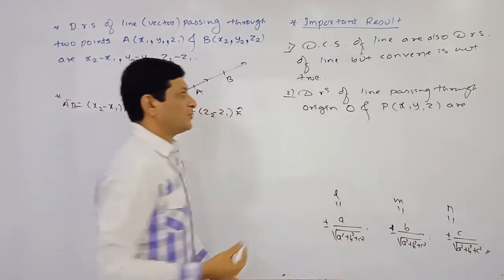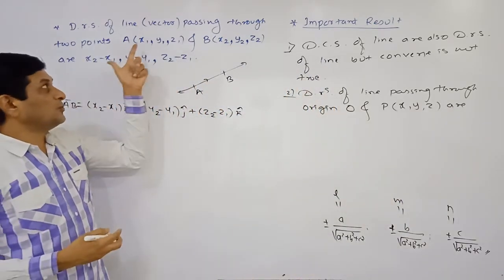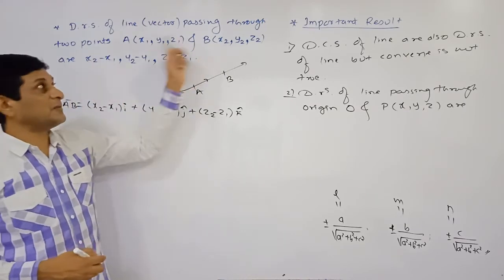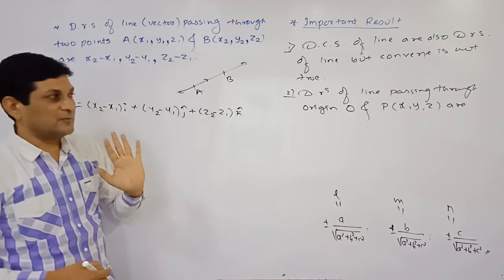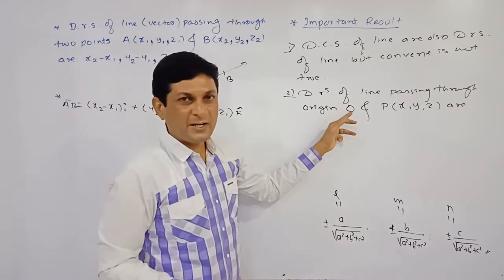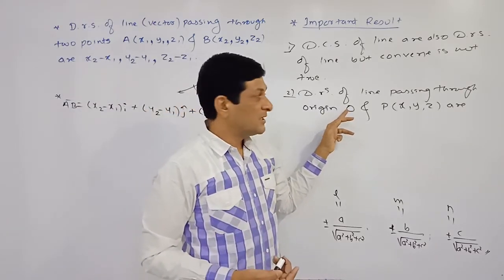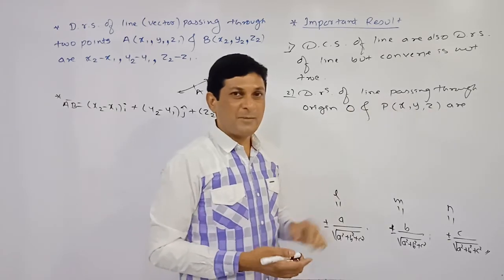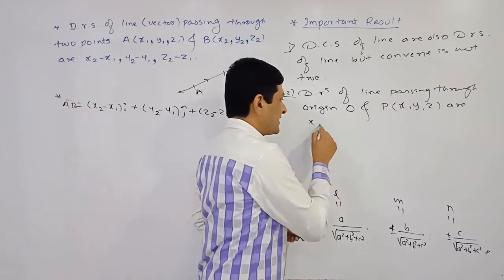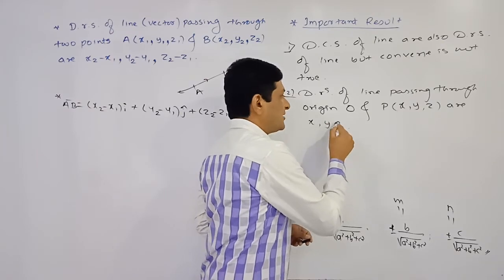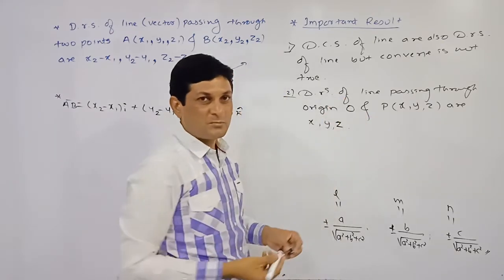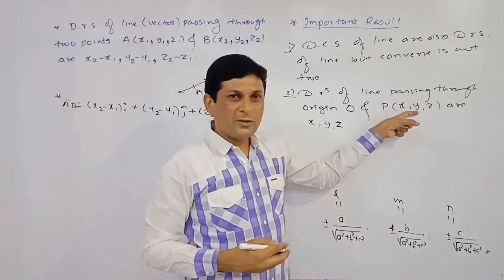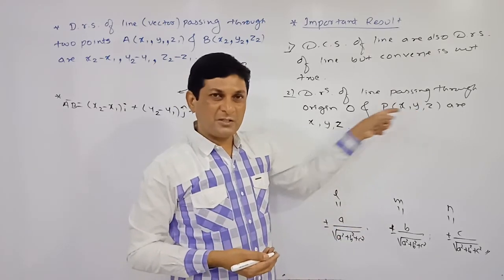Now just now we have proved one formula. If 2 points on the line are given to us, then direction ratios are x2 minus x1, y2 minus y1, z2 minus z1. What are the coordinates of the origin? 0, 0, 0. So what result will we get? X minus 0 is x, y minus 0 is y, and z minus 0 is z. So here x, y, z are nothing but direction ratios of the line.